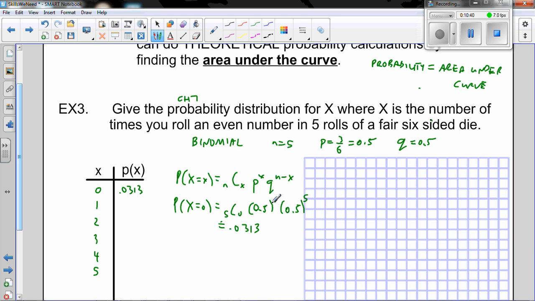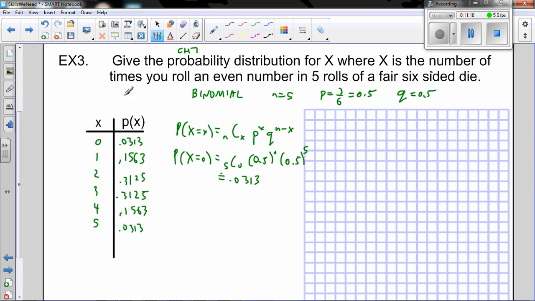And then, same thing. You just clunk the rest of these into the calculator. Then x is 1, so that would be one even number that you rolled. You get 0.3125, and this kind of makes sense because the probabilities are the same going up and going down. It's symmetric, right? So then I'm going to graph this one.